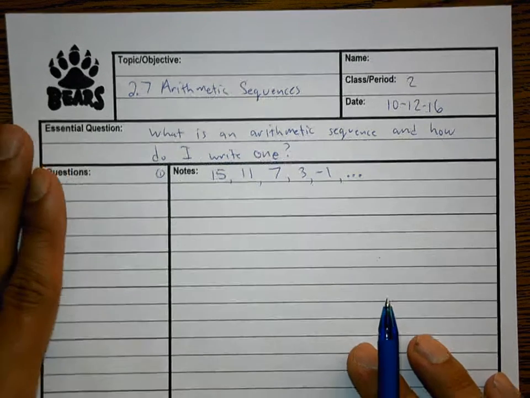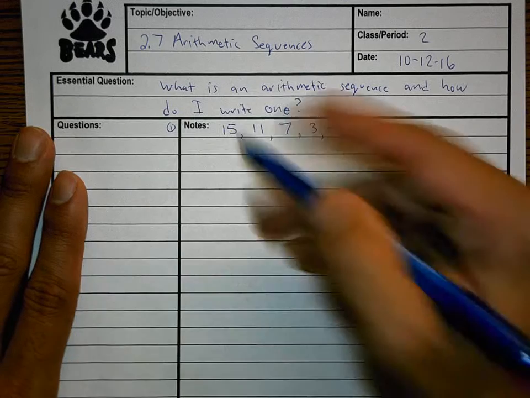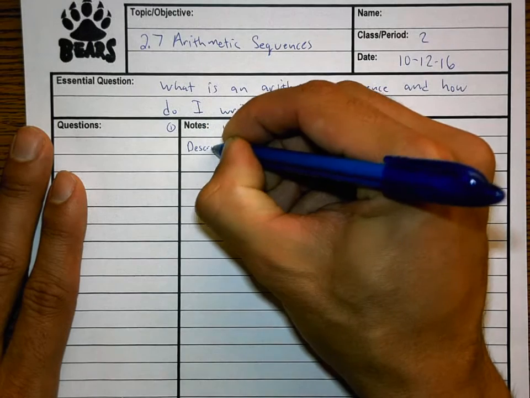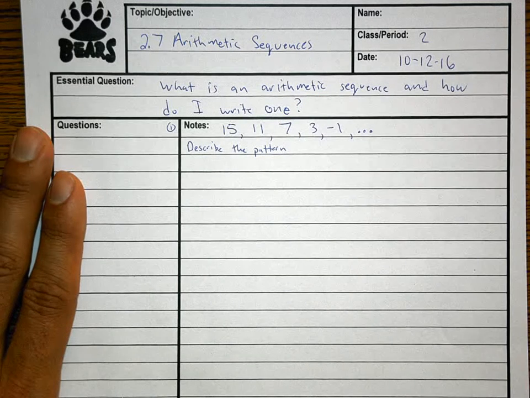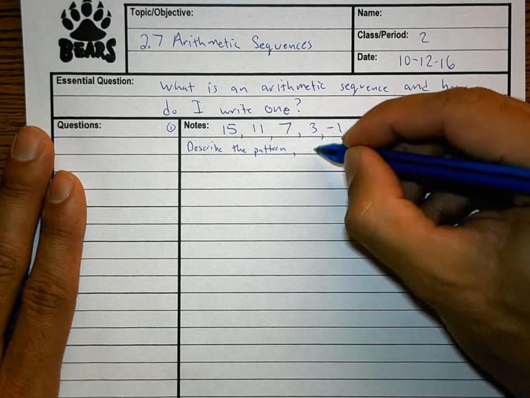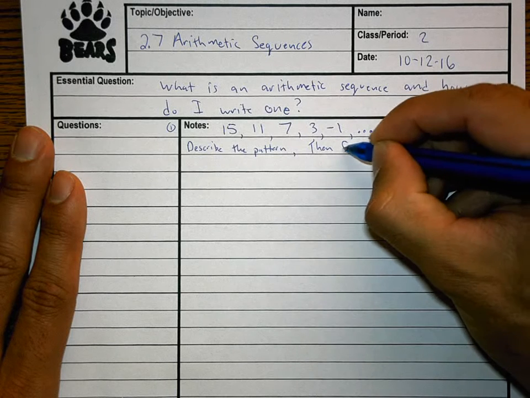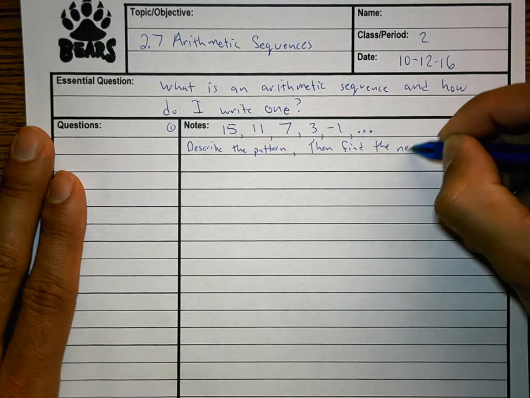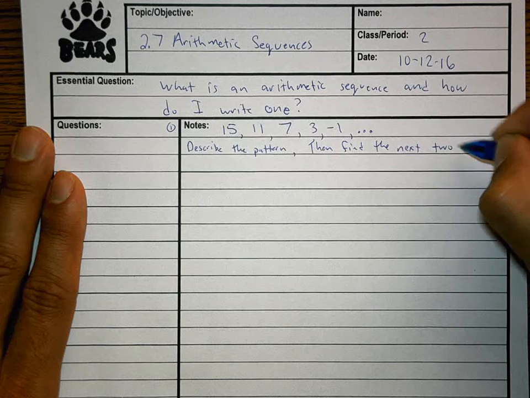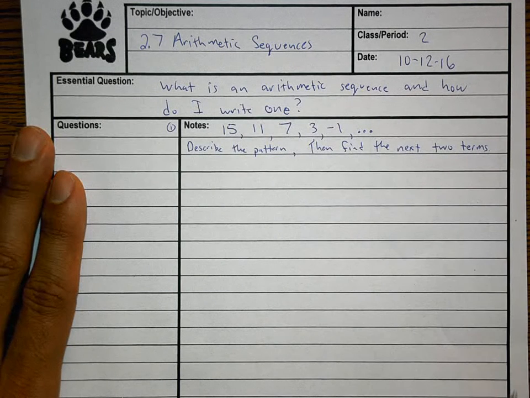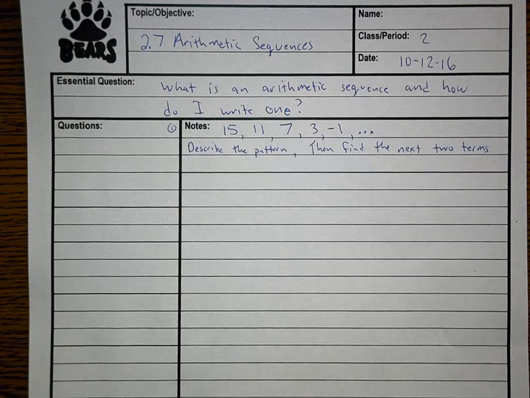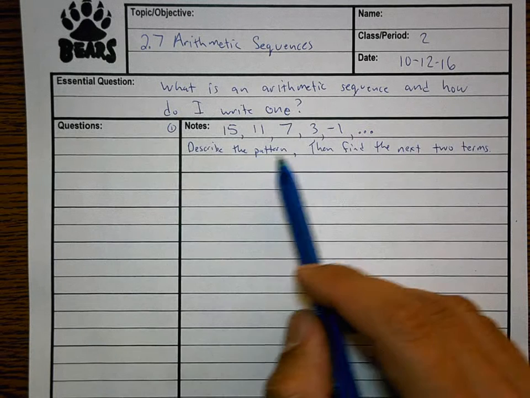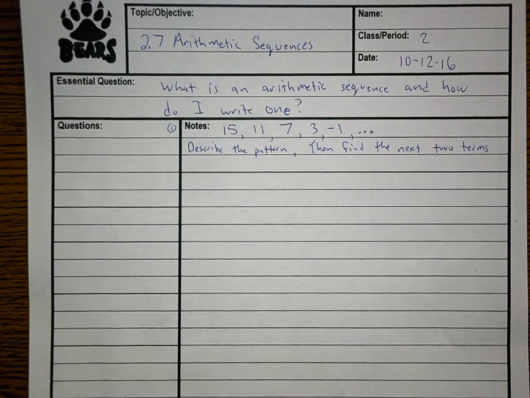Okay? And the directions are going to say, describe the pattern, then find the next two terms. Describe the pattern, then find the next two terms.